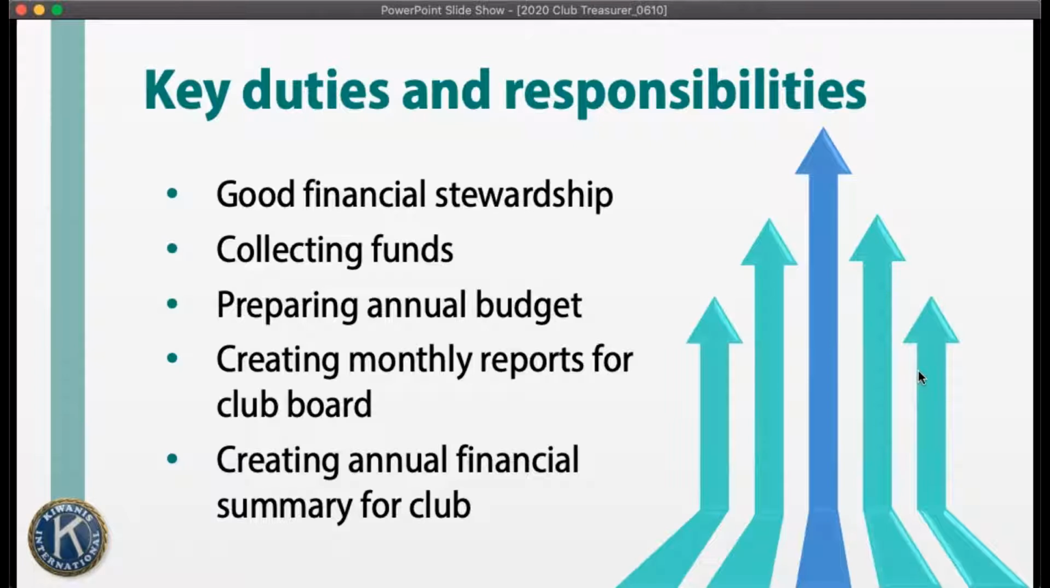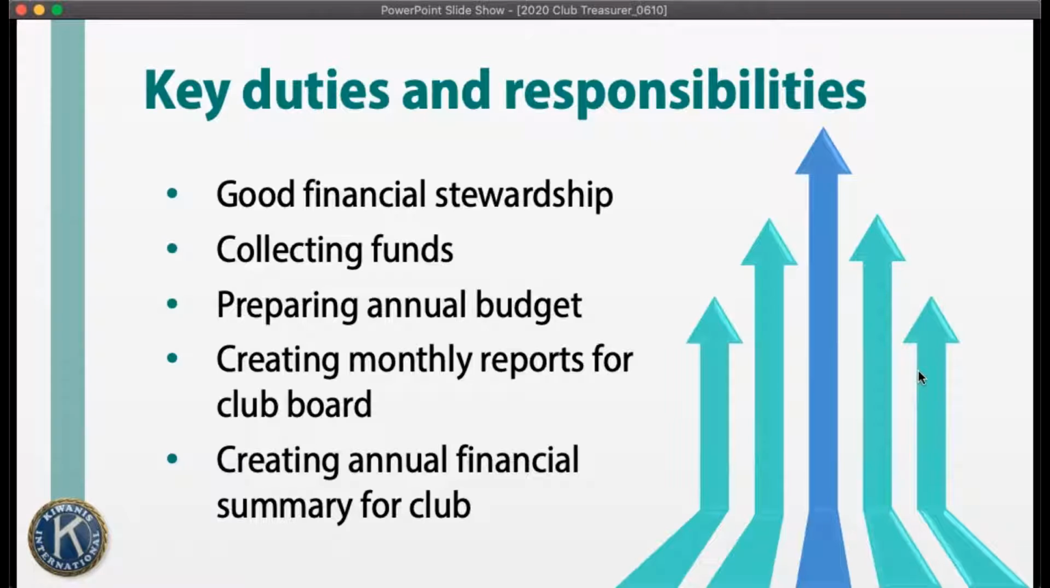Some of your key duties and responsibilities include maintaining good financial stewardship, collecting funds, coordinating your club's financial responsibilities with your club secretary, and creating an annual budget report. As treasurer, you'll often serve as an advisor to your club on financial matters. This will also include setting your club's budget.